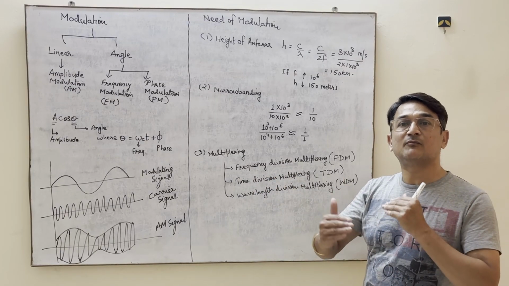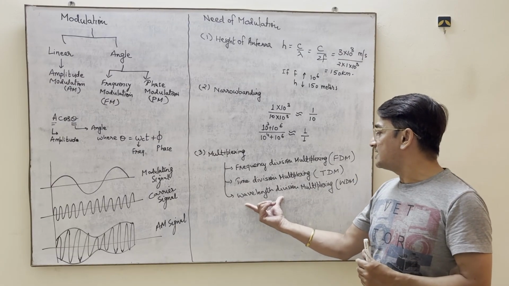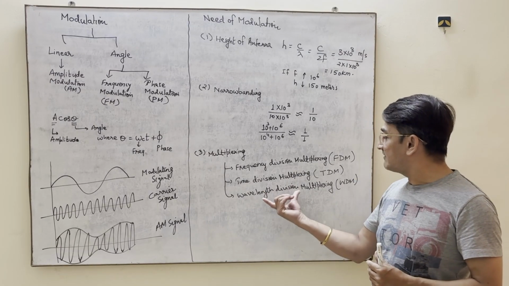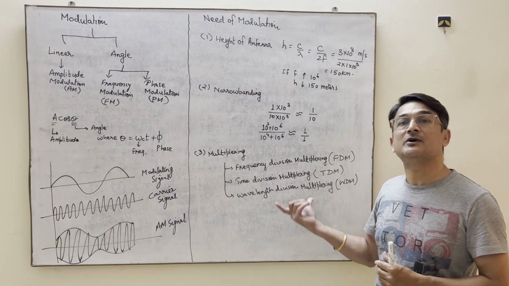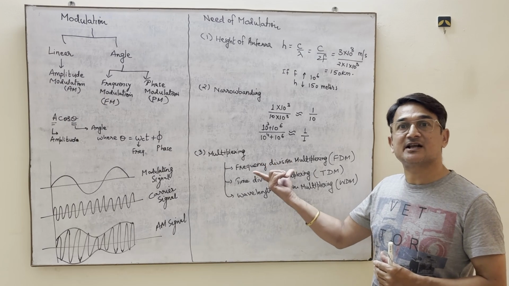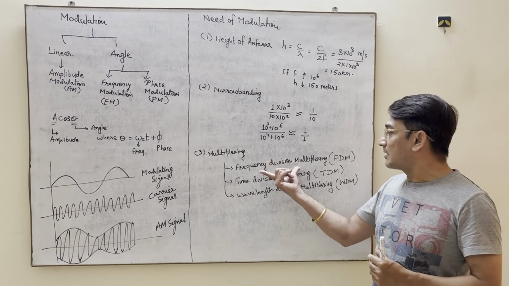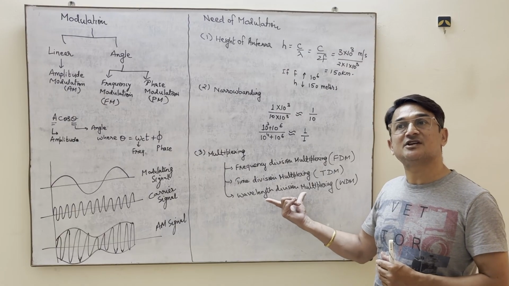That means we will be allotting them the different time slots. Third is wavelength division multiplexing. Wavelength division multiplexing and frequency division multiplexing conceptually are the same, but the only difference is that in frequency division multiplexing, for the transmission we are using copper wire, whereas in wavelength division multiplexing we are using optical fiber.